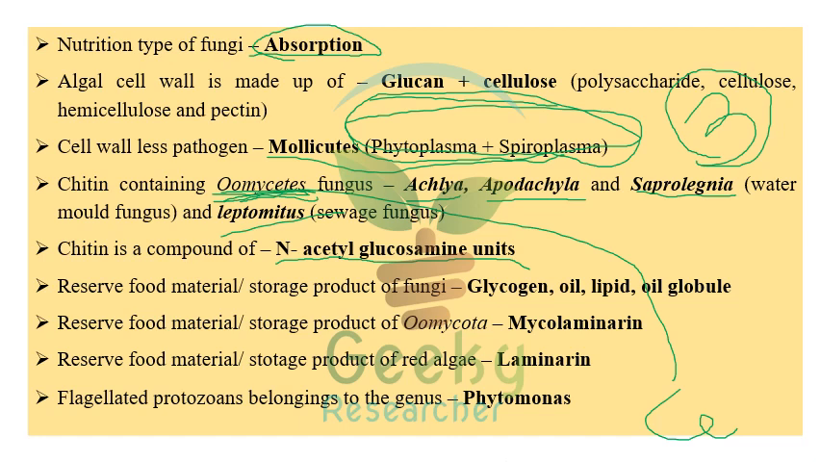So let me come once again. The reserve food material or storage product of fungi is glycogen, or the fungi can store their food in the form of glycogen or in the form of oil, or maybe in the form of lipids or oil globules. The next one is the reserve food material storage product of Mycota, that is mycolaminarin. The next one is the reserve food material storage product of red algae, which is laminarin. The next one is the flagellated protozoans belonging to the genus Phytomonas.